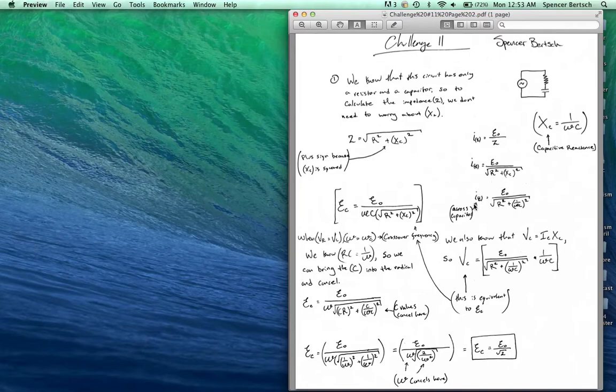Once you have I, we know from the book that VC, which is the voltage across the capacitor, is just equal to I times the capacitive reactance. So you can just say VC is equal to E naught over the square root of R squared plus (1 over omega C) squared, times 1 over omega C. And then I just rewrote that right here. It's basically saying the same thing. I just took this fraction and brought it in.